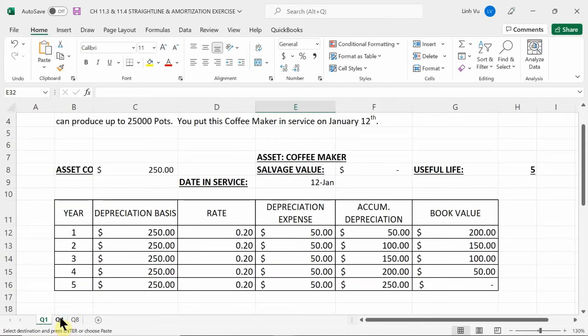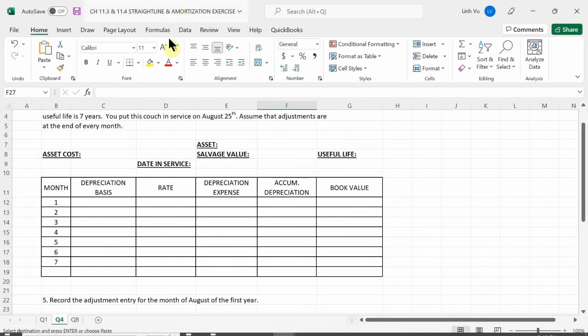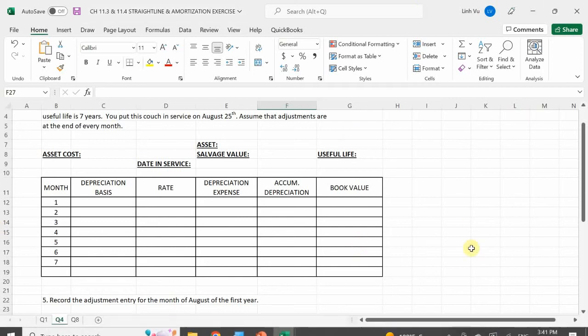So let's go ahead and take a look at question number 4. And this one, you need to pay really close attention, okay? So let's see.